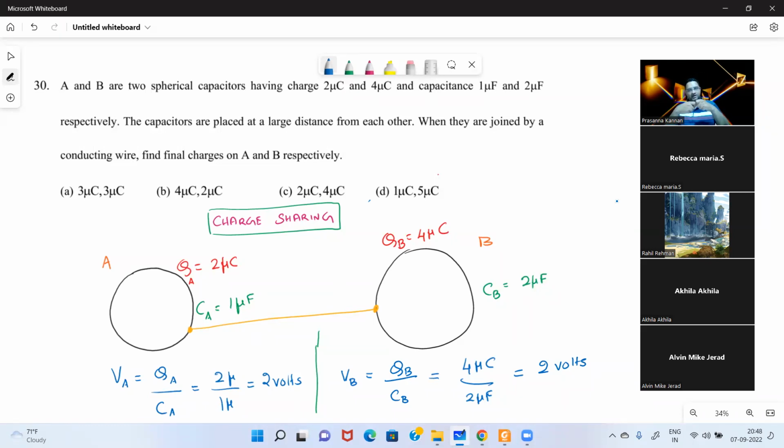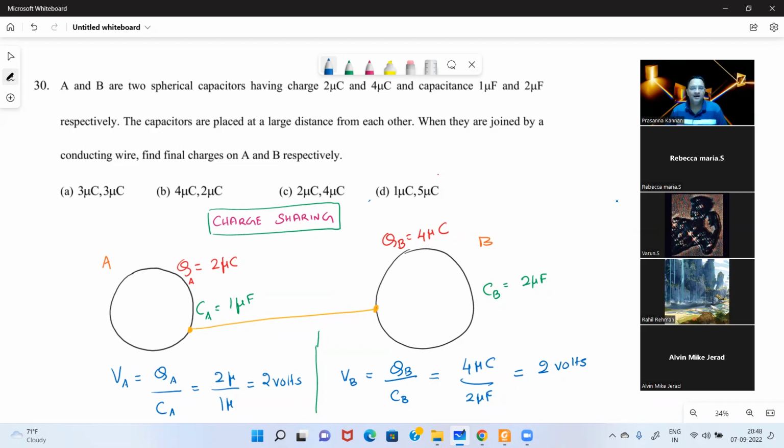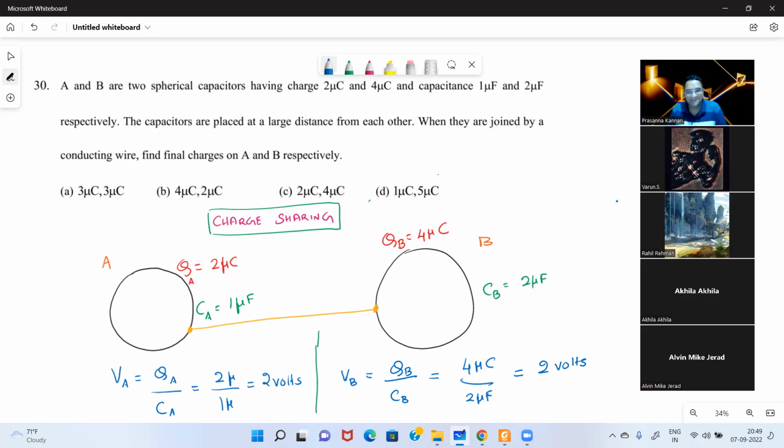So now when you connect it by a wire, when will the charge flow happen? Only if they have a difference in the potential, correct? As far as spherical capacitors are concerned, is there any difference in the potential between the two? No, sir. Therefore, there will be no charge sharing. The charge will not flow from one to the other. Why? Because already the potentials are the same.